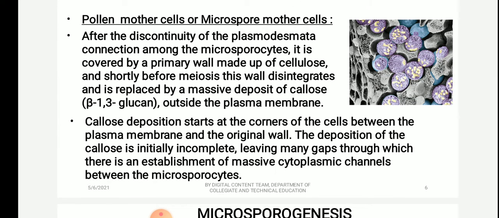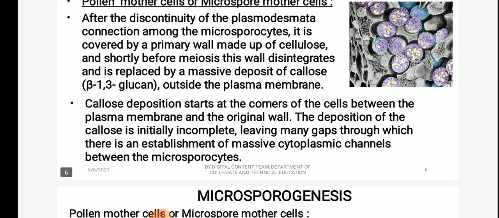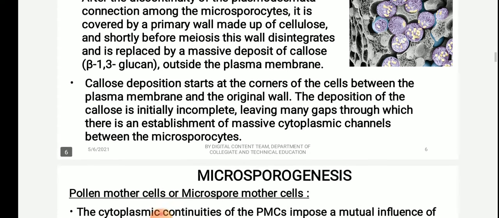After the discontinuity of the plasmodesmata connection with the tapetum, the pollen mother cells now have interconnection with each other, that is, pollen mother cells are interconnected with the plasmodesmata. Instead of plasmodesmata, now a cytoplasmic bridge, a bigger bridge or channel, will be formed. Now let us come to the pollen mother cell. Pollen mother cell is covered by a primary wall made up of cellulose. But shortly before meiosis, this wall disintegrates and it will be replaced by a massive deposit of callose, which is nothing but beta-1,3-glucan outside the plasma membrane.